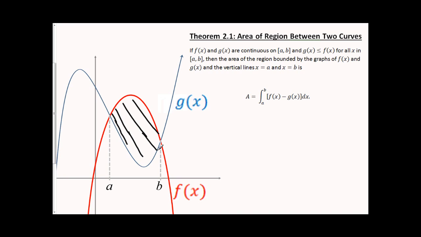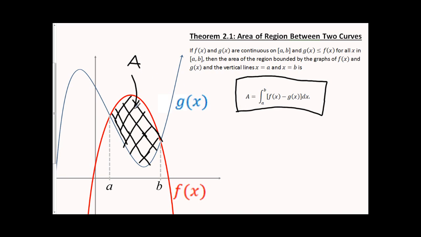If you want to find the area of this region, the region I'm cross-hatching, that area of the region bounded by the graphs of f and g is going to be calculated using this integral. So the area A, that area, can be found by calculating this integral. It's actually talking about these vertical dashed lines a and b. We're going to see some problems like that also, but in general, you're going to have to find the interval ab on your own. So that's theorem 2.1, the area of the region between two curves.